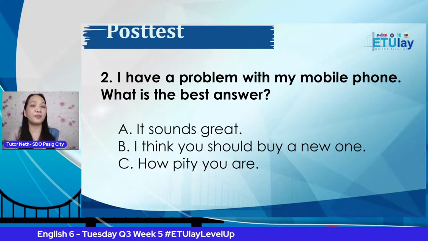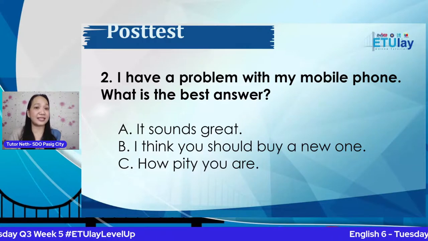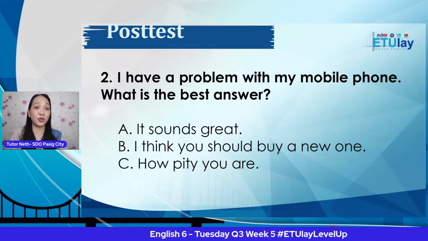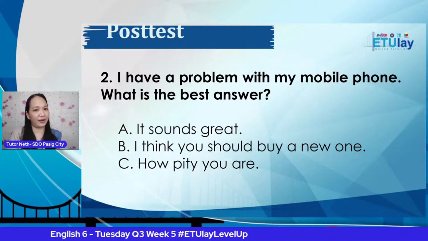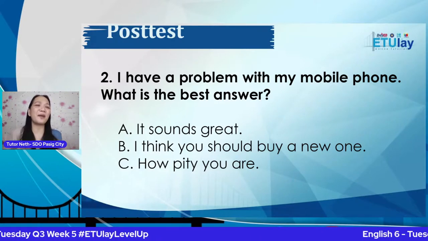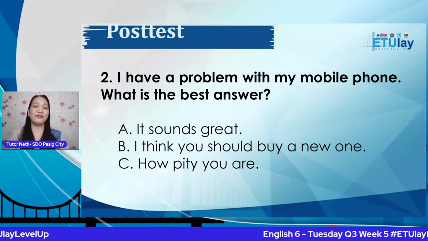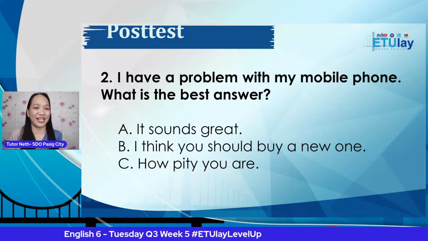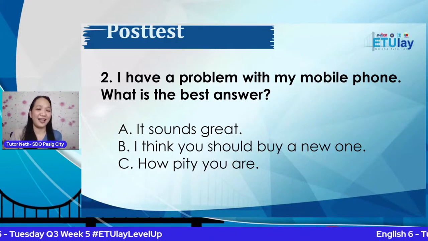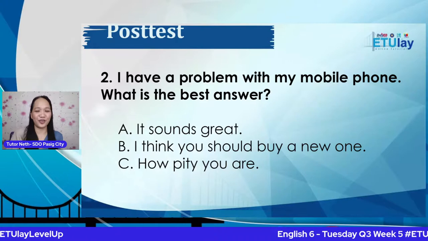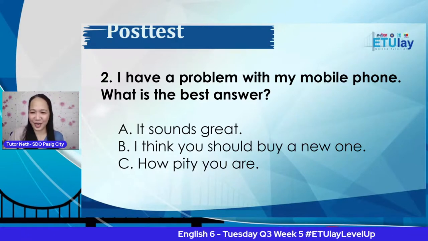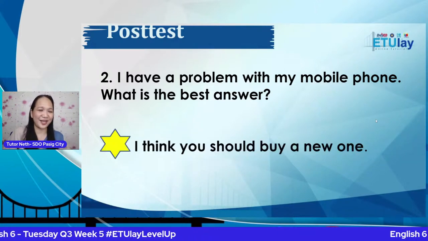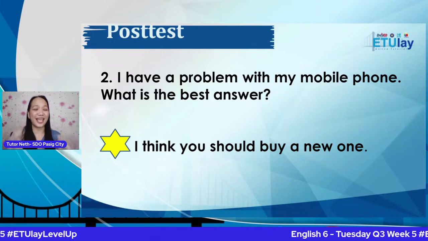Okay, next. Number two. I have a problem with my mobile phone. What is the best answer? A, it sounds great. B, I think you should buy a new one. Or letter C, how pity you are. So when your friend says, I have a problem with my mobile phone, what could be your best answer? Karamihan ng sagot ay B. Okay, tignan natin what is the correct answer. Okay, letter B, I think you should buy a new one.